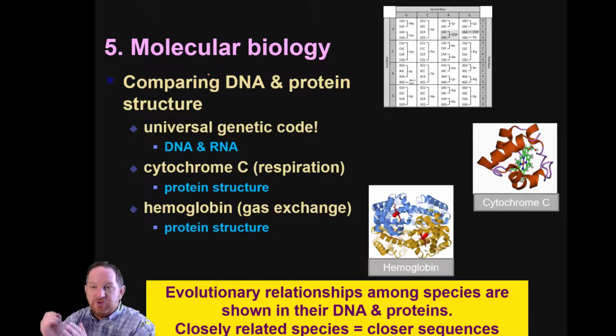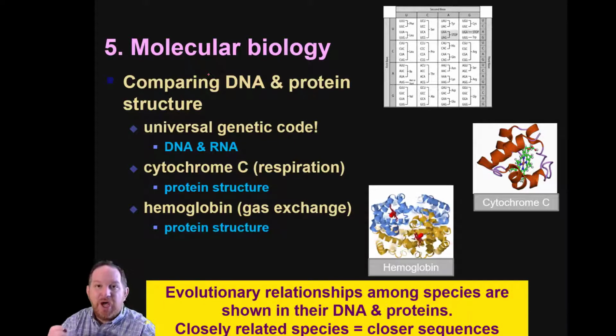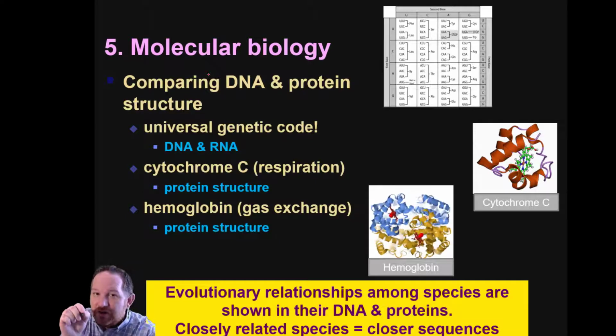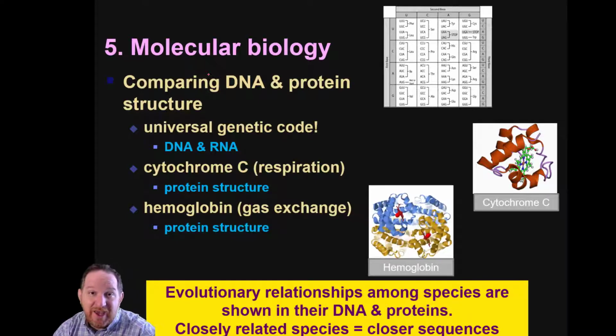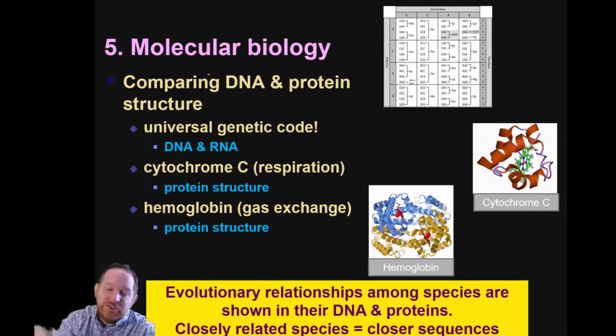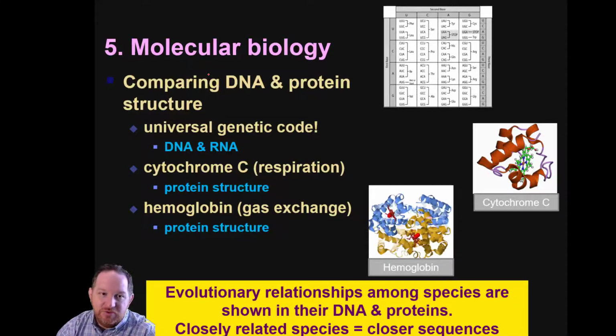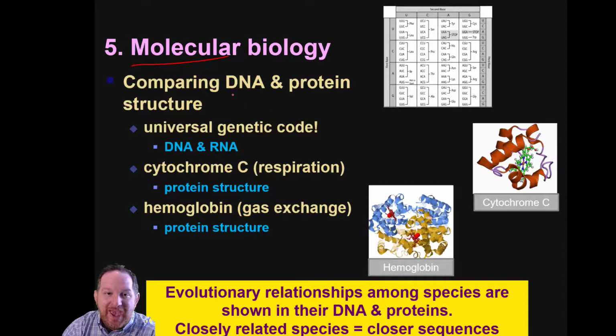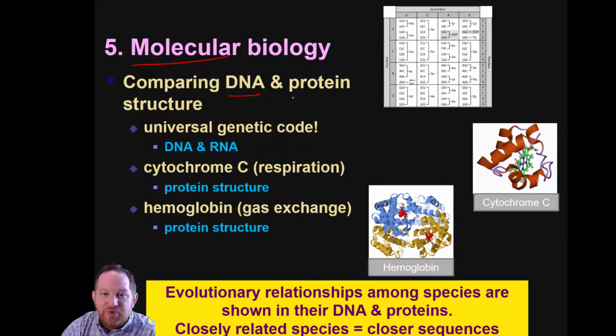How do we know that evolution occurred? Because we can look at the DNA and we can see small little changes in the DNA over time that actually match up with all our predictions about how we think evolution occurred. So this category is called molecular biology, and it's comparing DNA and protein.